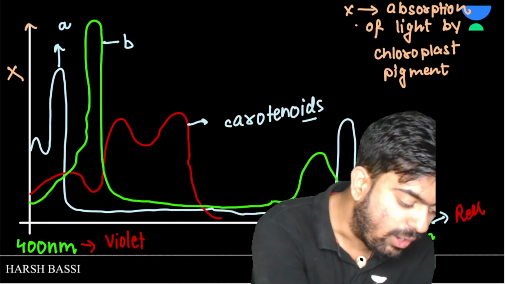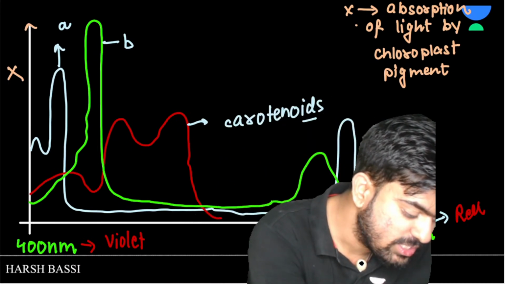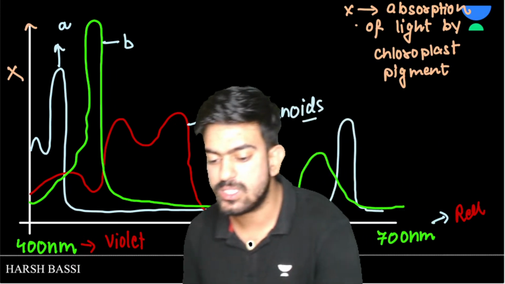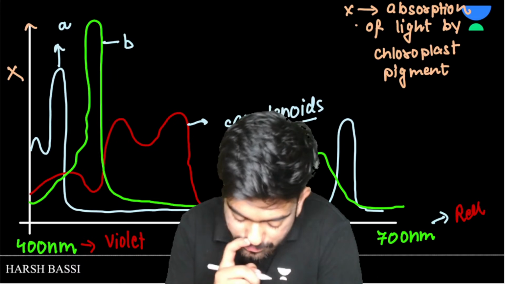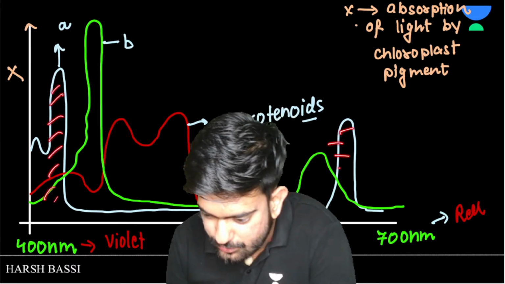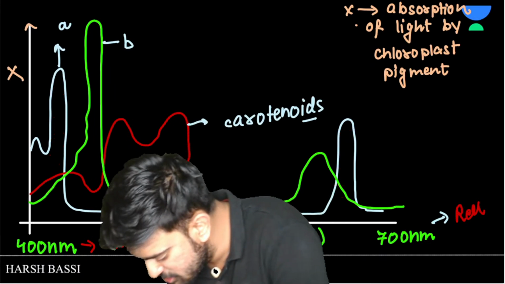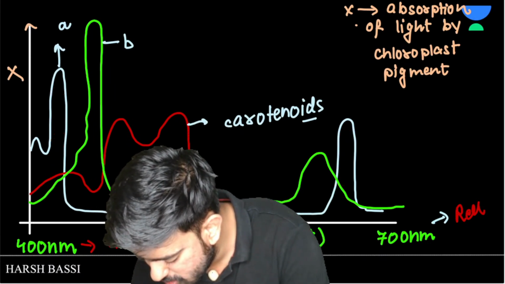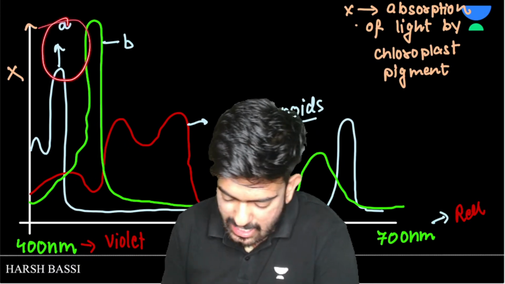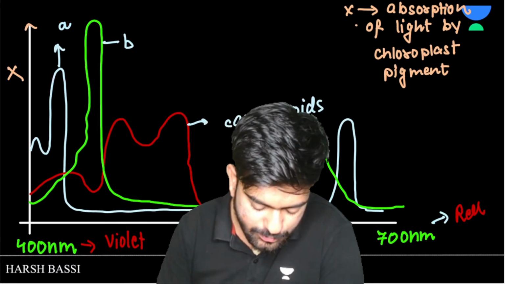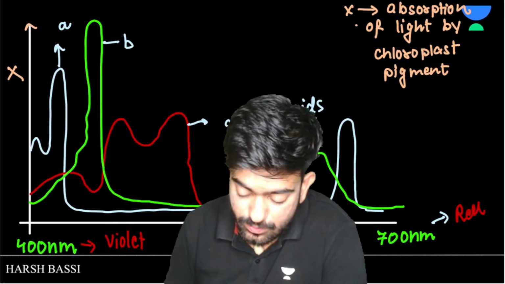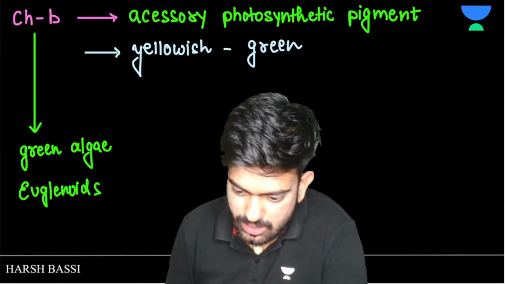So now where is the maximum photosynthesis happening? See, maximum photosynthesis is happening in this region and in this region. There are two regions in which maximum photosynthesis is happening, which is this and this. So maximum photosynthesis is happening in the red region, and what?